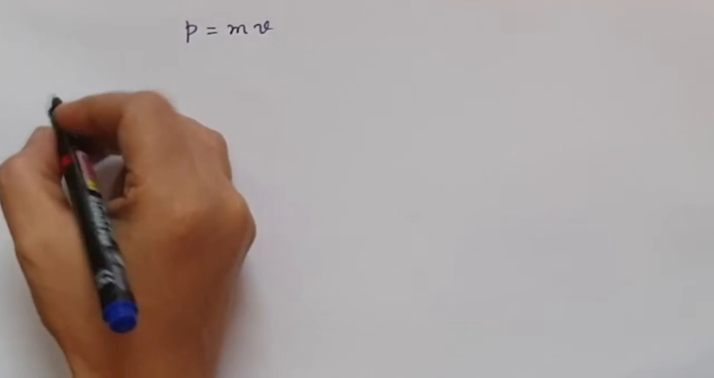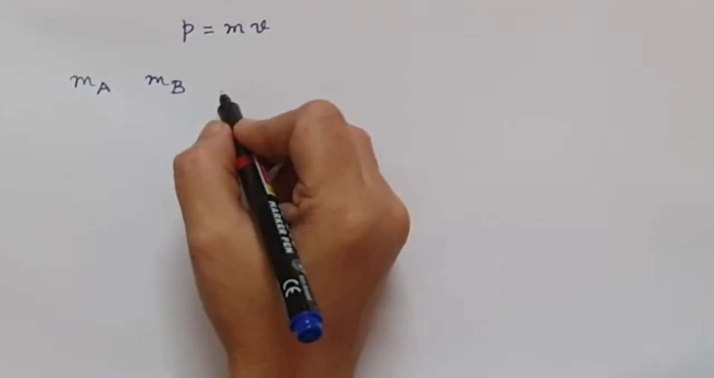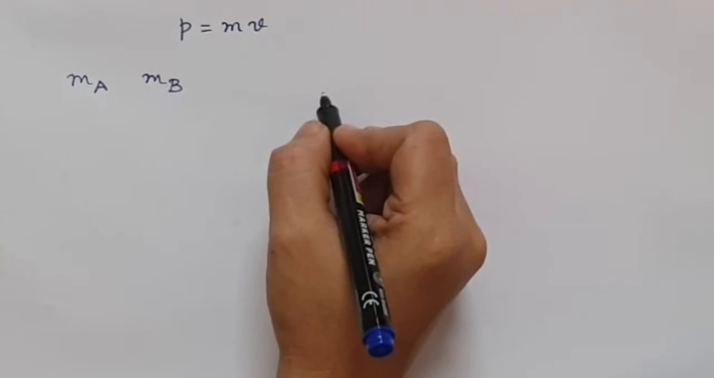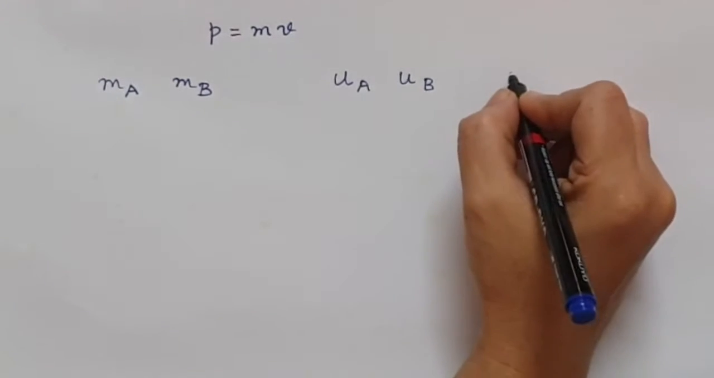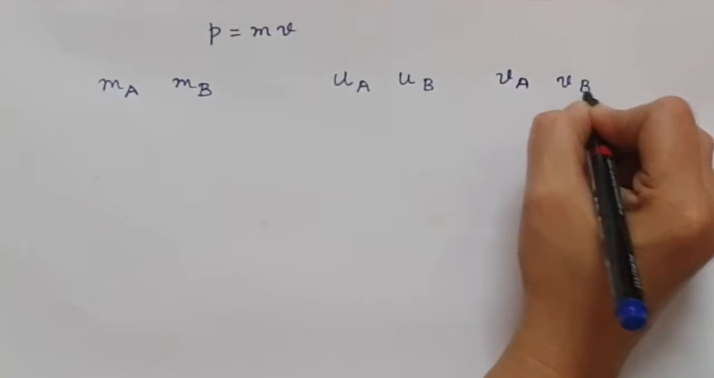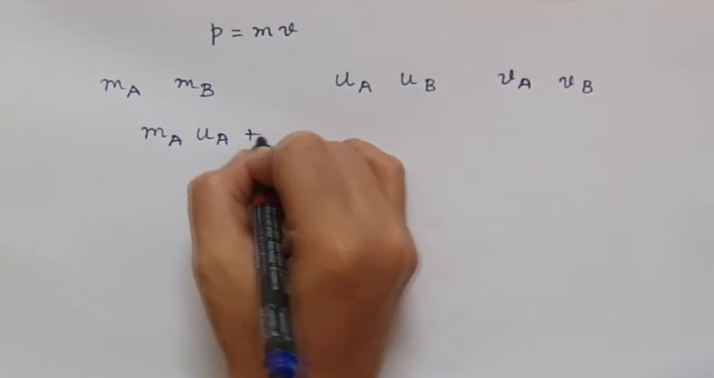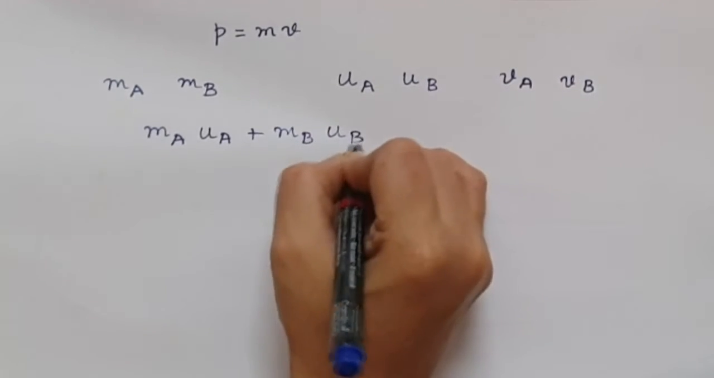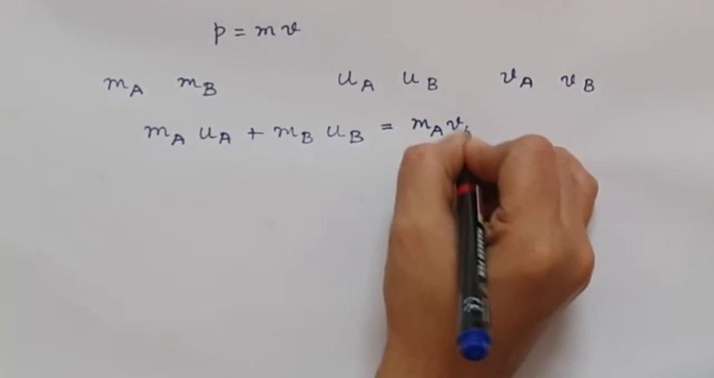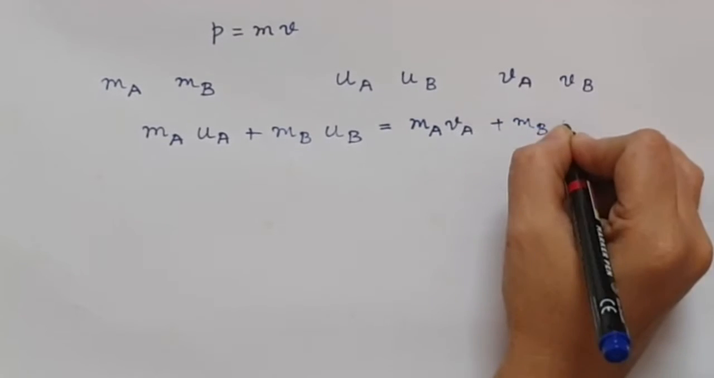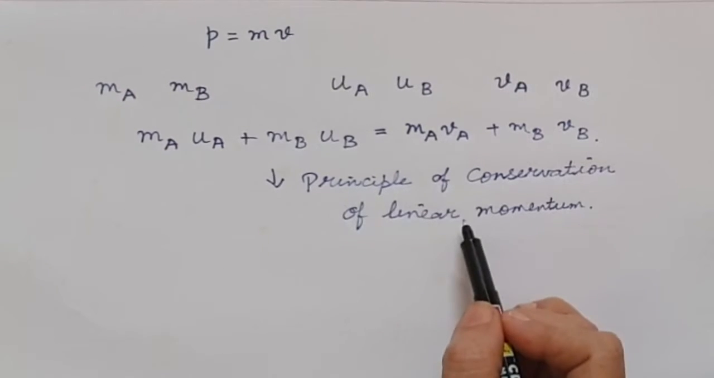If two particles of mass ma and mb collide, then there will be a change in velocity in both the particles. If their initial velocities are ua and ub and their final velocities are va and vb, then we say that ma into ua plus mb into ub will be equal to ma into va plus mb into vb. This is called the principle of conservation of linear momentum.